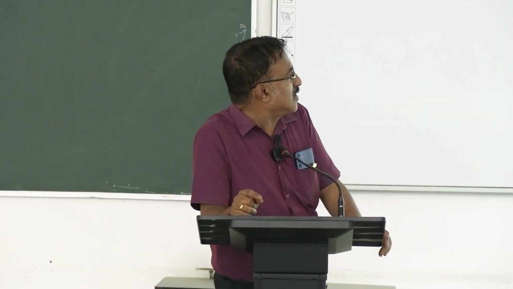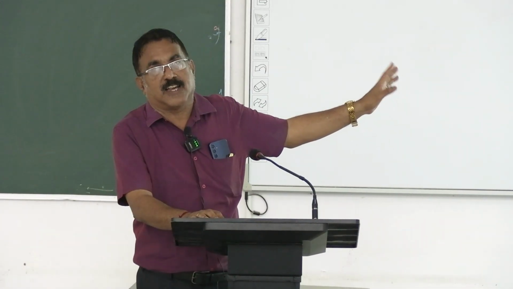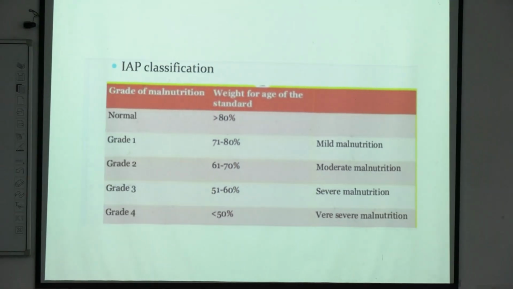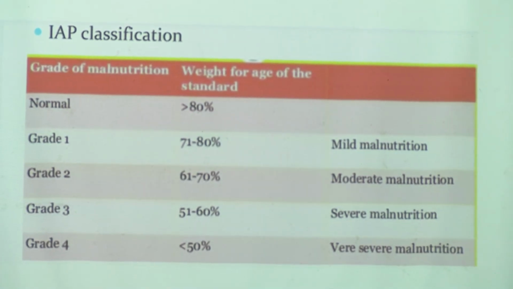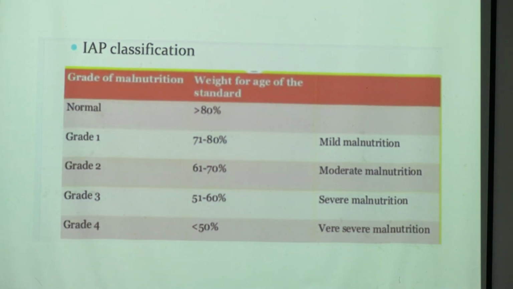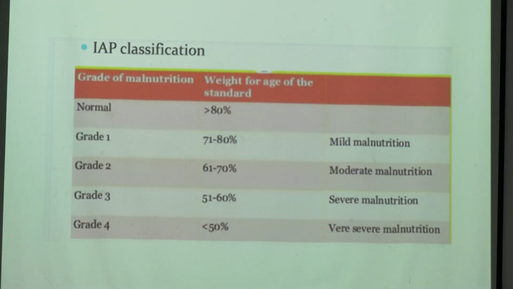Next. This is again the IAP classification. IAP means Indian Academy of Pediatrics. Normal means more than 80% of the expected weight. Grade 1 malnutrition is when the child has 71 to 80% of the expected weight. Grade 3 is 51 to 60%, that is severe malnutrition, and grade 4 is if it is less than 50%, it is considered very severe malnutrition. Okay, this is the Indian Academy of Pediatrics classification for it.